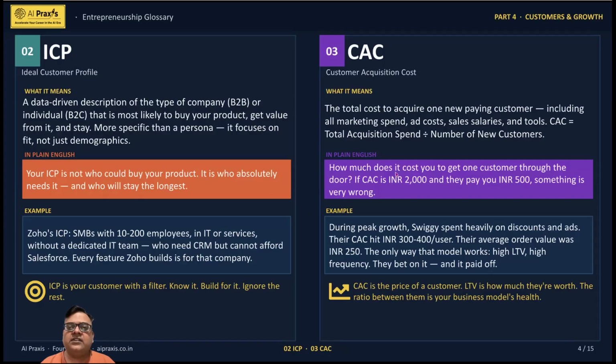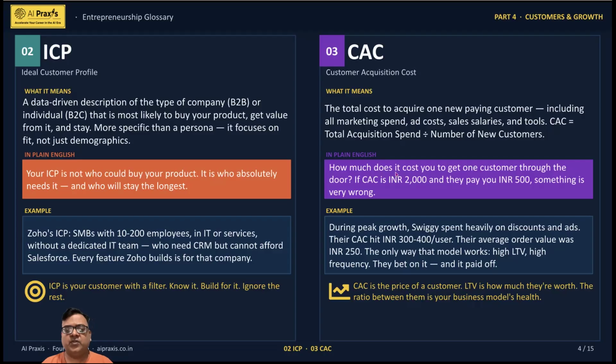Now, let's go one level deeper. ICP, which is Ideal Customer Profile. While persona is about describing your customer, ICP is about identifying who is the best fit for your product. Not who can buy, but who should buy. So, who gets maximum value and stays the longest?